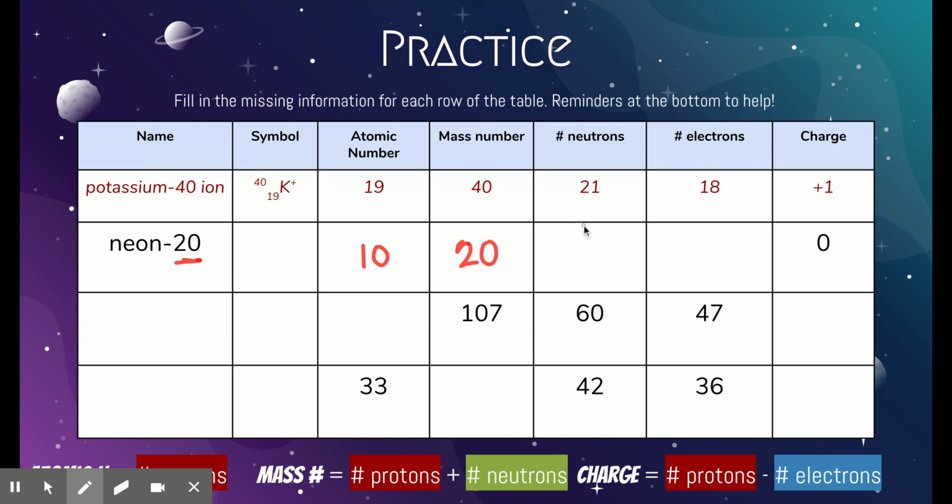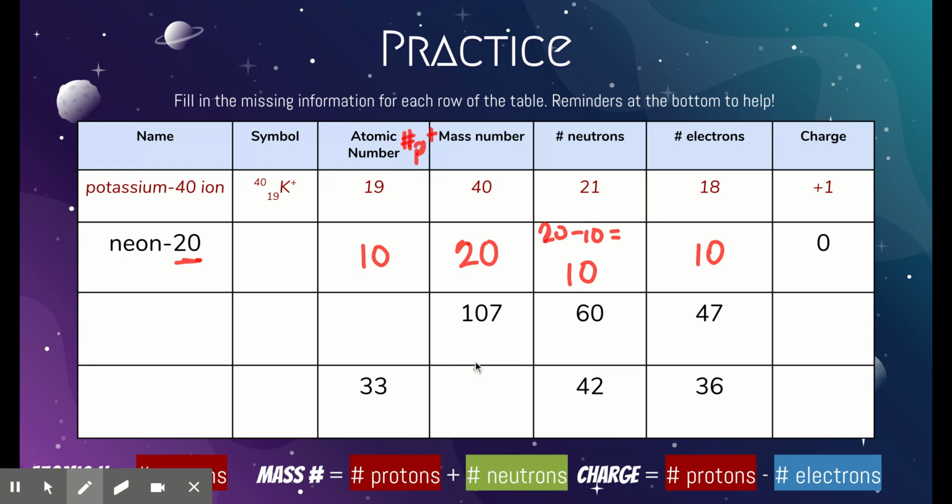Now, my number of neutrons: if I look down here, mass number is protons plus neutrons. So if I want to find how many neutrons, I need to take the mass number and subtract the number of protons. So 20 minus 10 is going to be equal to 10 neutrons. I see that I have a charge of 0, which means I must have the same number of protons and electrons. So if I have 10 protons, because my atomic number is also my number of protons, then I must have 10 electrons.